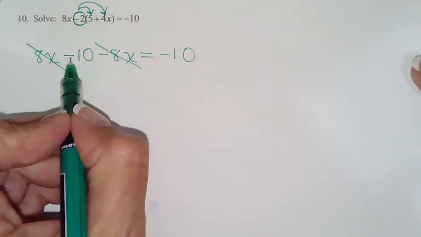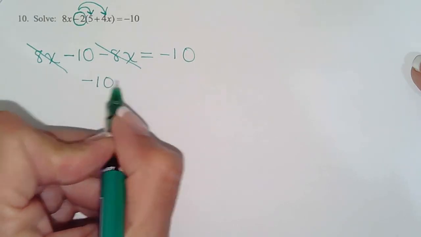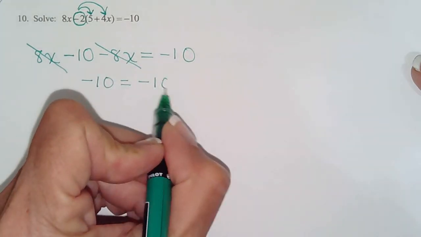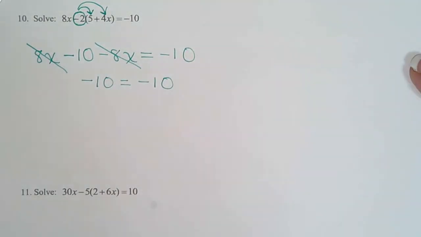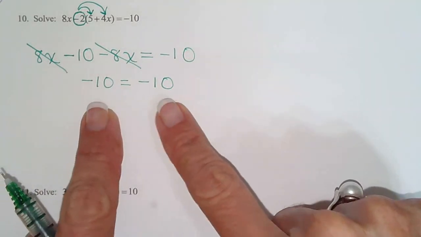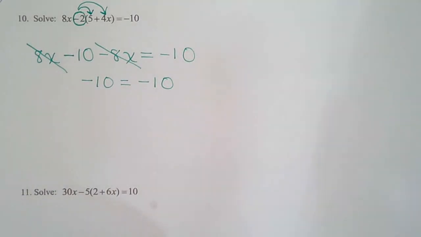So then we have what's left. Negative 10 equals negative 10. So as I said, when your x's cancel, you have 2 choices. It's either no solution or it's all real numbers. And this is the step that tells us. I have some students in the past that every time the x's cancel, they just write no solution. Well, you're only going to be right half the time.